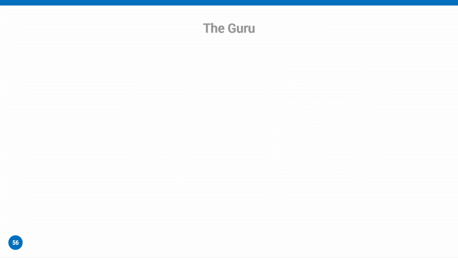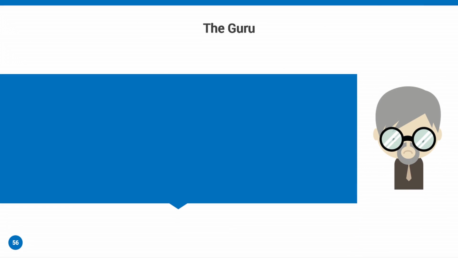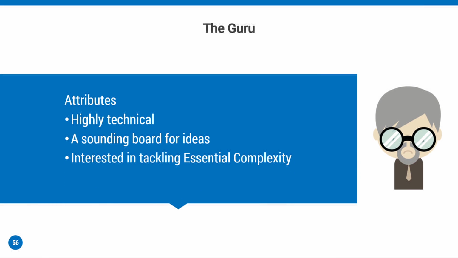And this is where Tim meets the guru. So attributes of a guru, right? Someone who's highly technical, is a sounding board for ideas, is interested in solving that essential complexity problem. I prefer someone who's a lifelong learner, someone who's interested in new ideas.